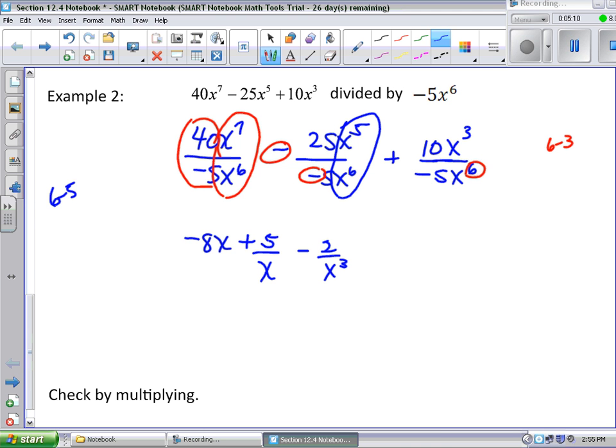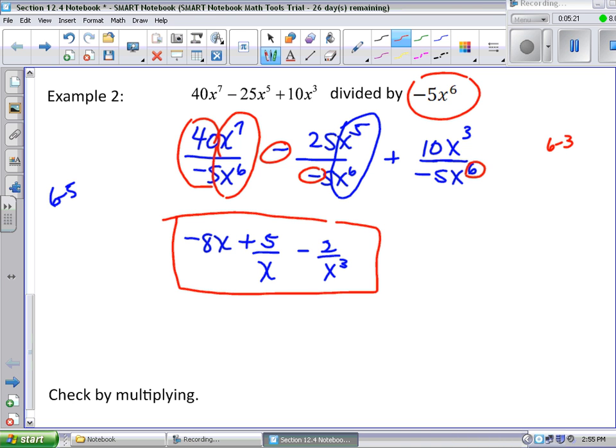I want to check by multiplying, so I'm going to multiply the quotient, which is what I got, times the divisor right here, and hopefully I will get the dividend. Let's do that. Negative 5x to the sixth times negative 8x plus 5 over x minus 2 over x cubed.